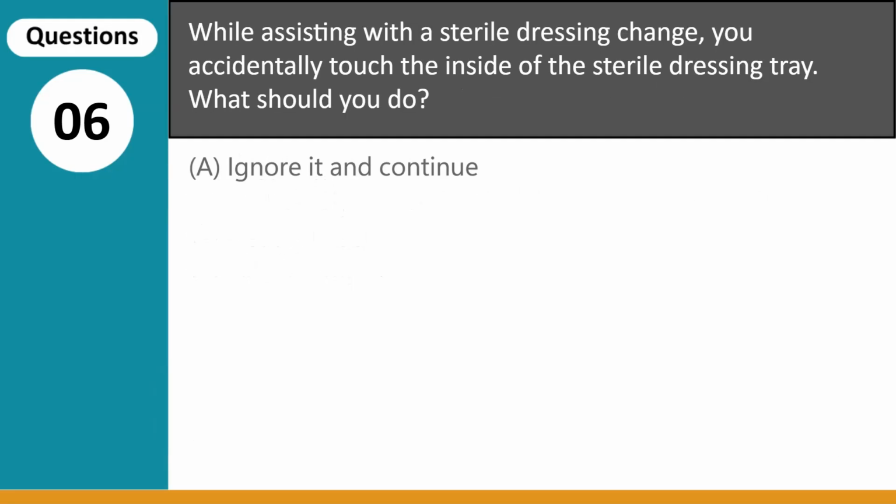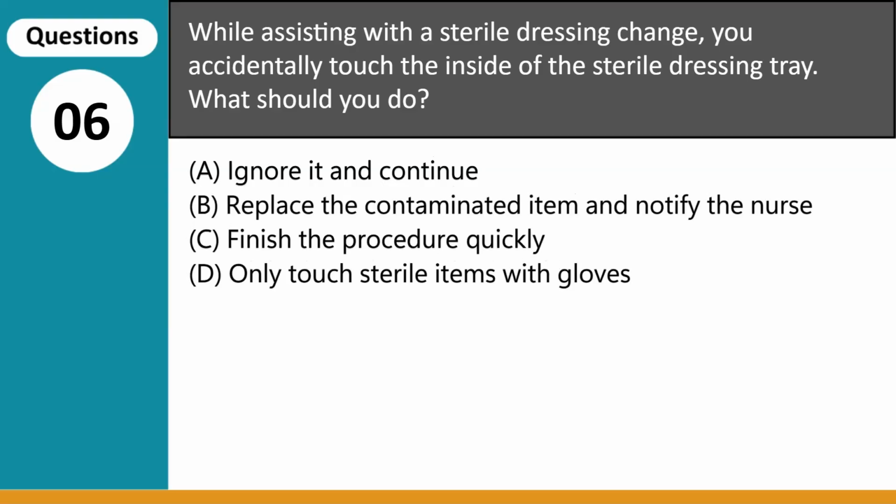While assisting with a sterile dressing change, you accidentally touch the inside of the sterile dressing tray. What should you do? A. Ignore it and continue. B. Replace the contaminated item and notify the nurse. C. Finish the procedure quickly. D. Only touch sterile items with gloves.